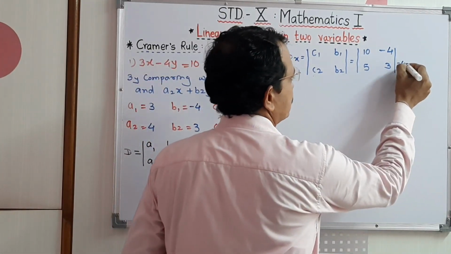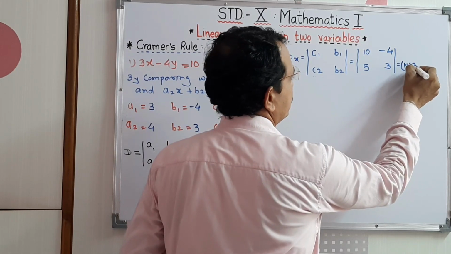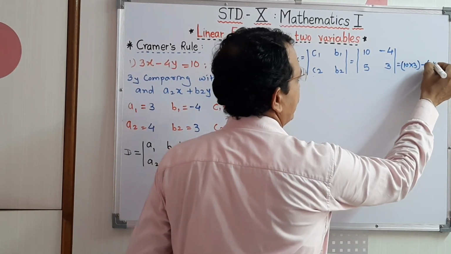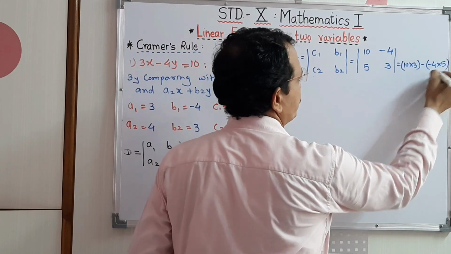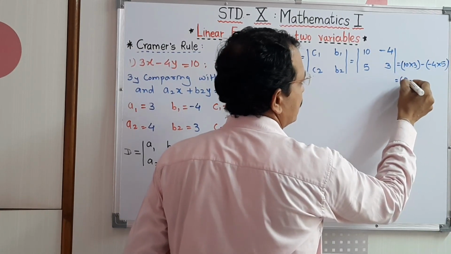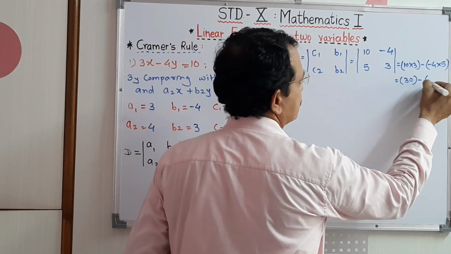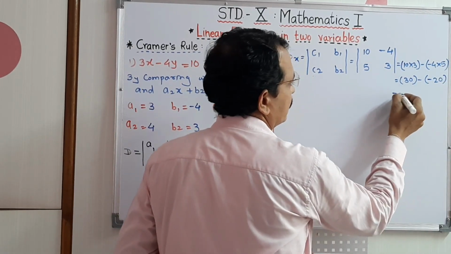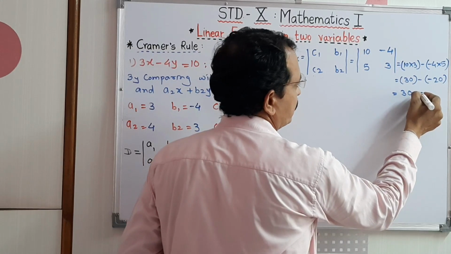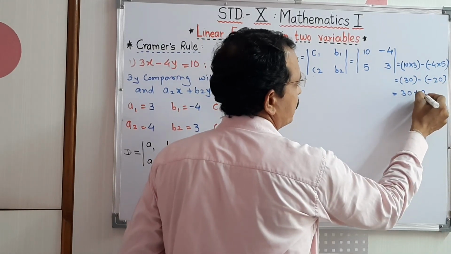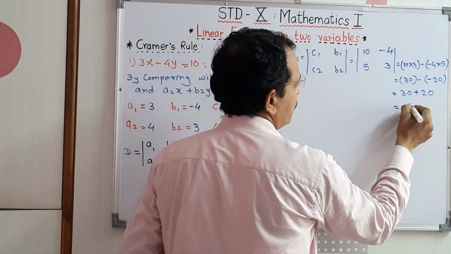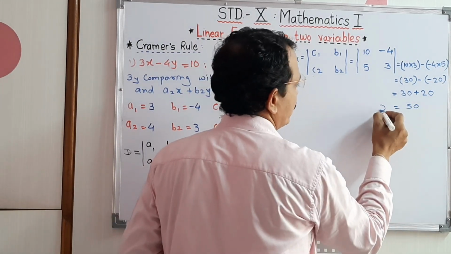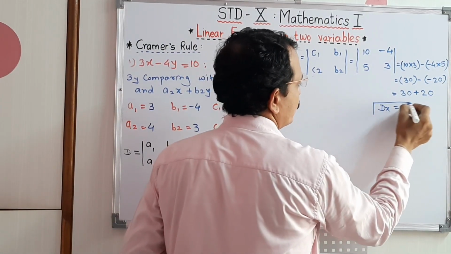Now find out the value. For that purpose, 10 into 3 minus minus 4 into 5. It is 30 minus, now this 30 minus minus 20 will become plus 20. Therefore it is 50. We got here Dx is equal to 50.